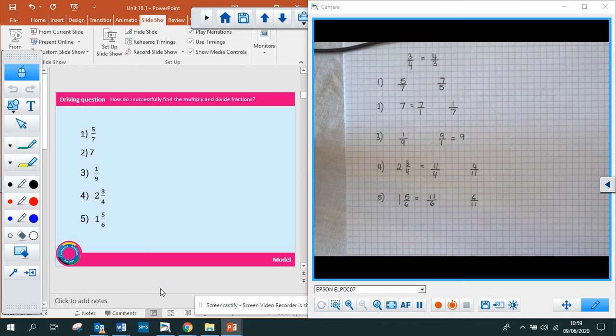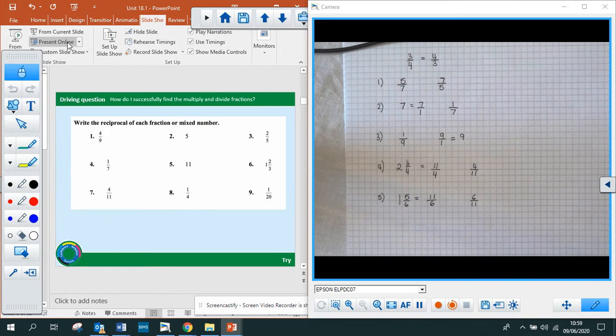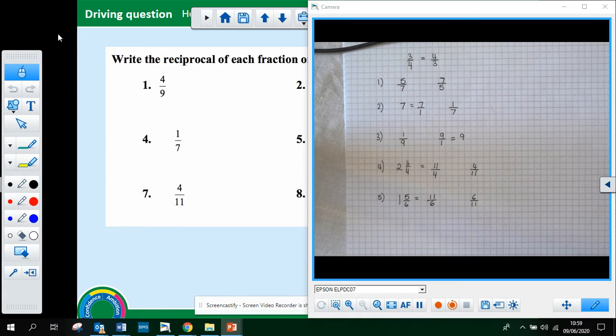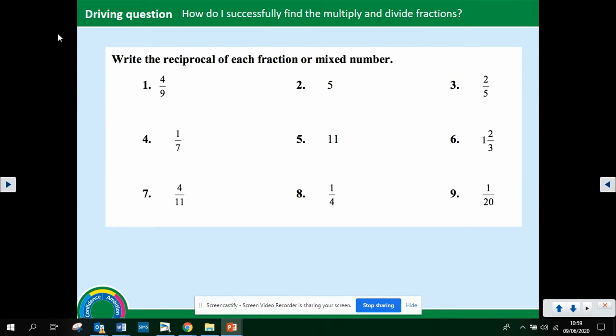So rewatch that if you need to. Otherwise, you've got some here to try for yourself. I'm going to put that on the full screen for you. Pause the video. Play when you're ready to go through the solutions. And make sure you're careful of the mixed numbers you've been given there.